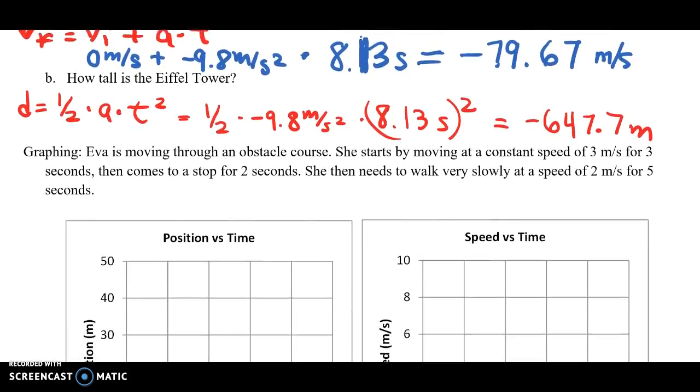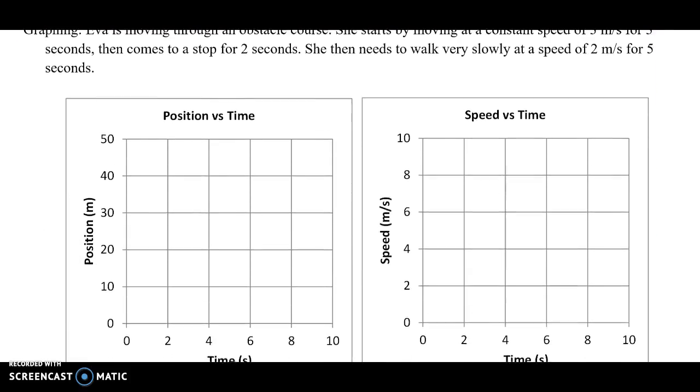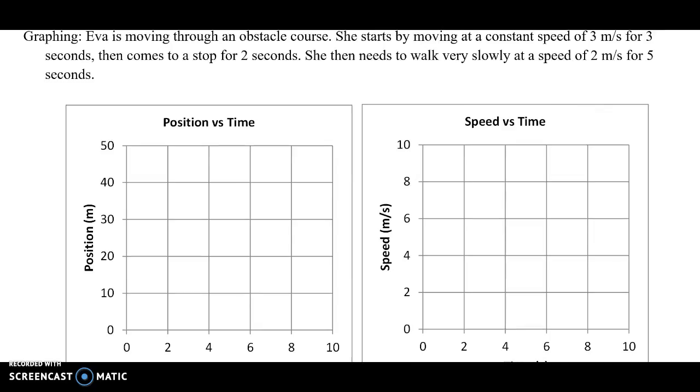Next, we're going to look at a graphing question, and we're going to look at how to do a speed versus time graph and position versus time. Since they give you speed in this problem, 3 meters per second, you're told you come to a stop, and then you're given another speed of 2 meters per second. It's actually easiest to do the speed versus time graph first. So we're going to start there.